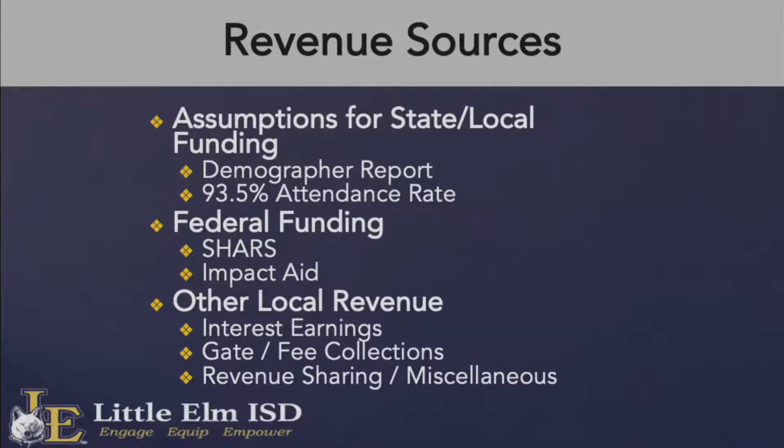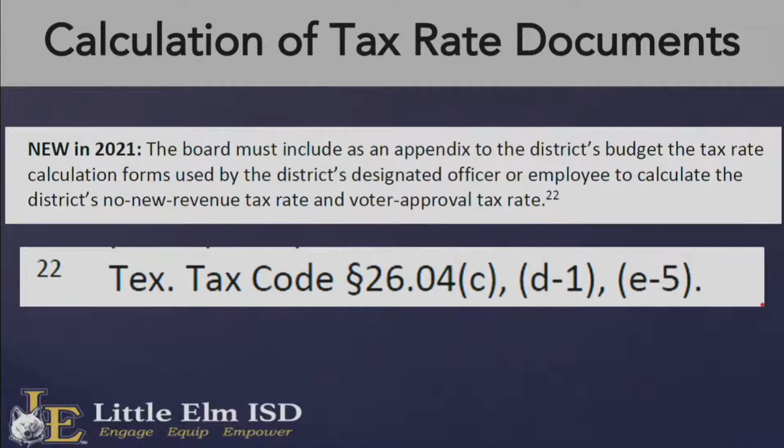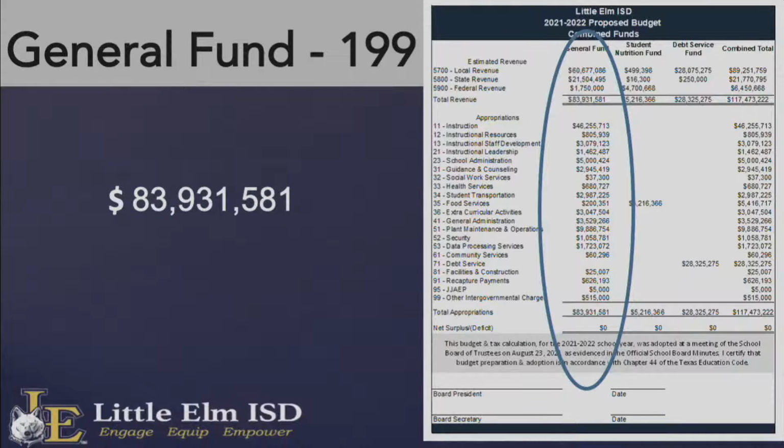And then again, I think I've already mentioned this to you, the calculation of the tax rate documents have to now be attached to the budget and become a part of that process. That meets not only the Texas tax code, but the truth in taxation regulations as well. And so those will be attached there.